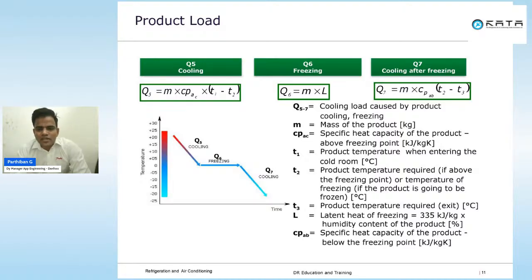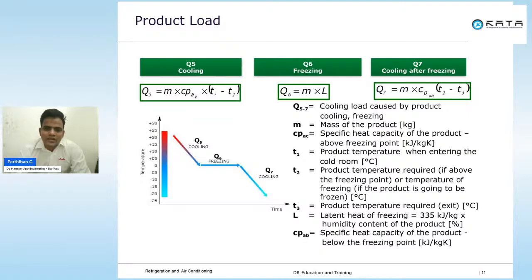M is the mass of the product, like entering per day. Then Cp is the specific heat capacity. If you take any product, it will have a specific heat capacity, but the specific heat capacity will be different at different conditions. Above freezing point, you will have a different specific heat. Below freezing point, you will have a different specific heat. At the time of freezing, it's not called specific heat, it's called latent heat. So there are three heats here: specific heat above freezing, specific heat below freezing, and latent heat of freezing. These three heats are going to add heat load to our cold storage.